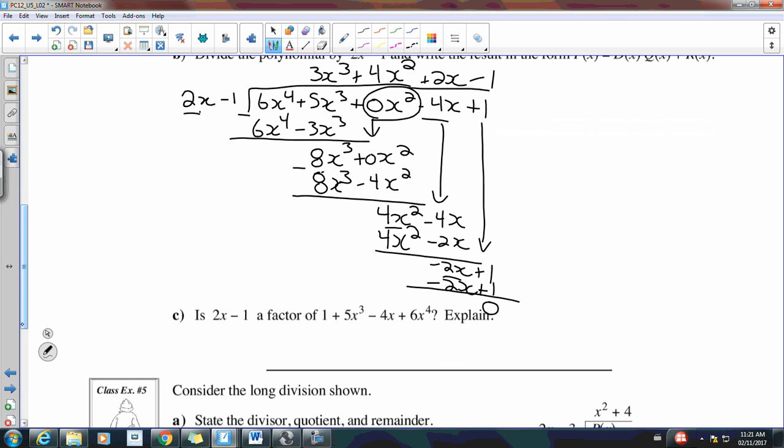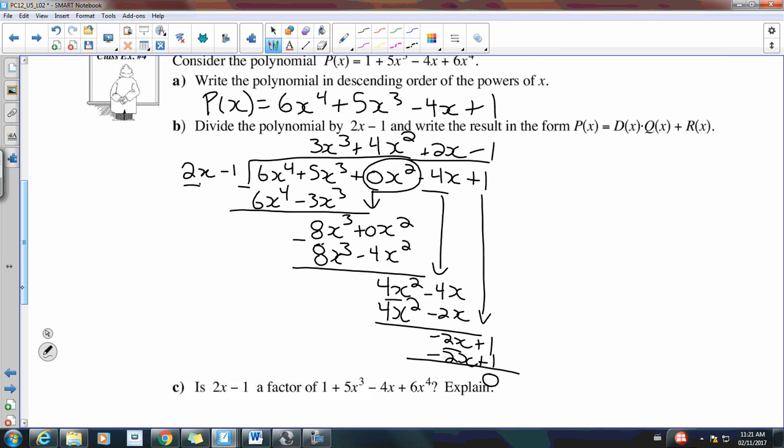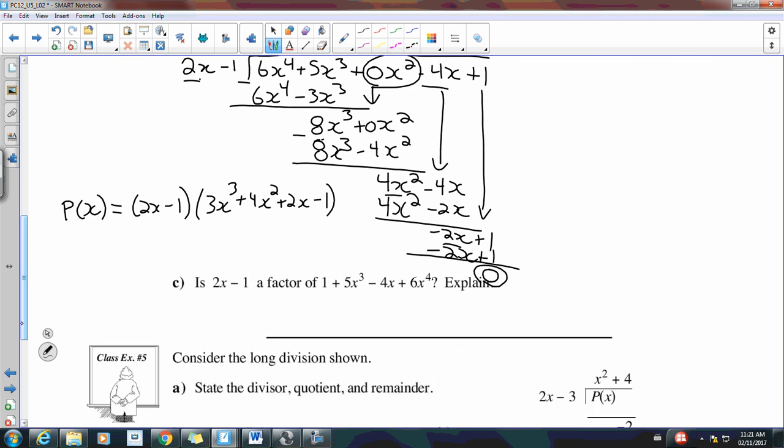Question C then asks, is 2x minus 1 a factor of our original polynomial? Well, first of all, we know that we can now write this polynomial as 2x minus 1, sorry, that should be minus 1, times 3x cubed plus 4x squared plus 2x minus 1. And we could put plus 0 because that's our remainder, but we don't need to put a plus 0 in. So then it asks, is 2x minus 1 a factor? Yes, because the remainder was 0.